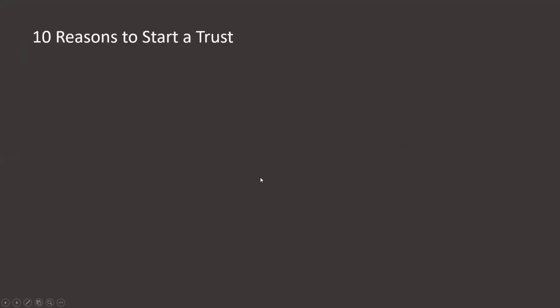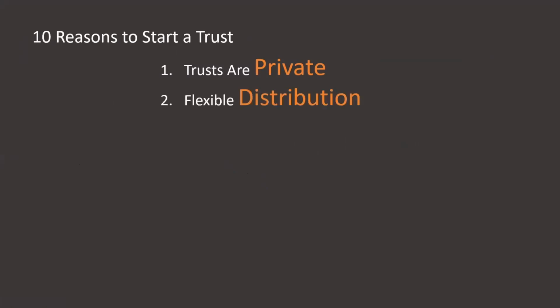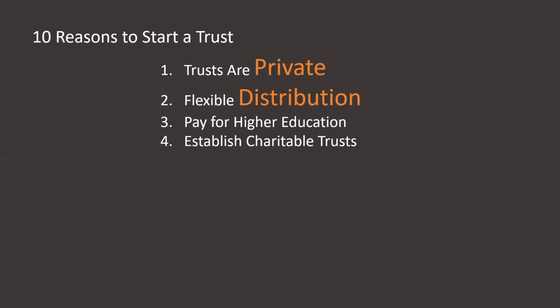Why do you need to set up a trust? There are 10 reasons. First, trusts are private. With a will, the court will know who you are giving to and what you are giving, because the will is read out in court. Trusts are private because they are between the trustee and the beneficiary. Second, flexible distribution: you can give to anybody, and pay for higher education, like what Anita Mui did.